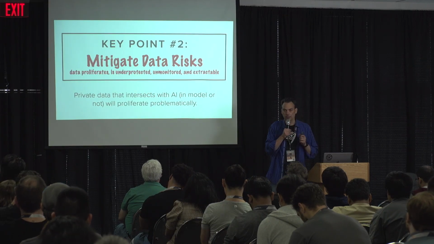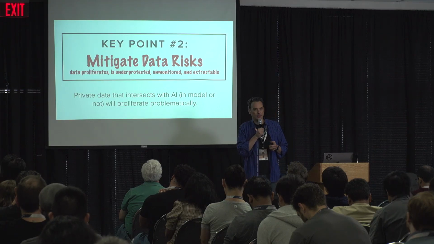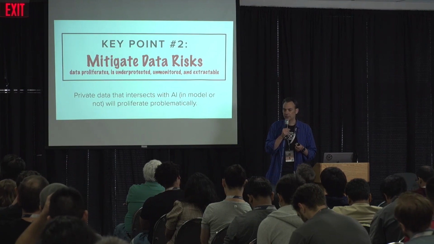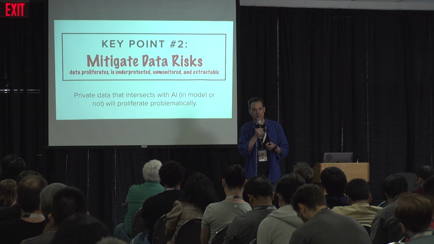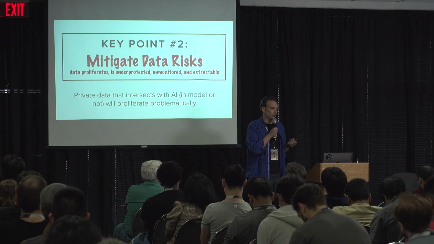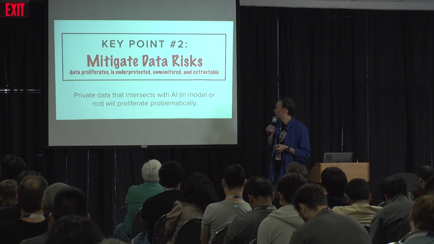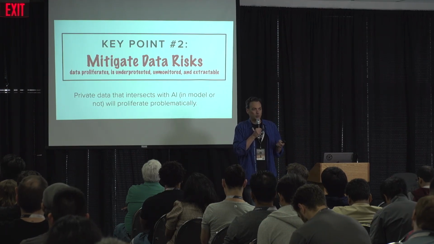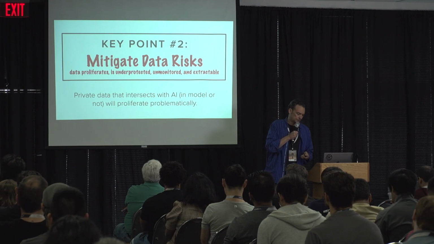Number two, you have to mitigate data risks. Okay, they are there. AI proliferates data. You touch a system to AI, there's going to be a lot more copies of that data. They're probably under-monitored, under-protected. They're probably extractable. You can do things to mitigate that. You probably can't entirely eliminate that.